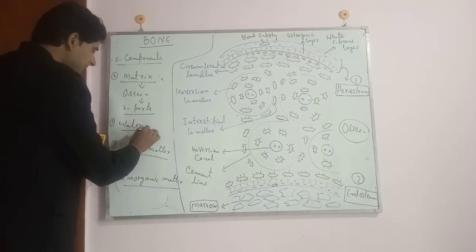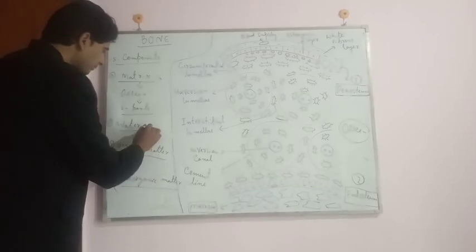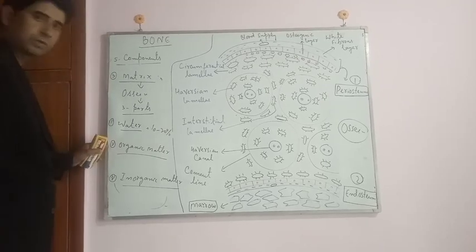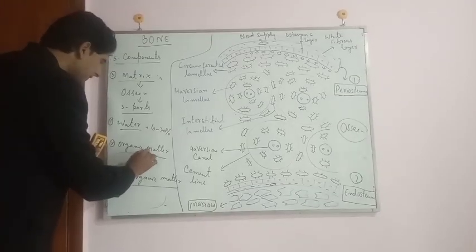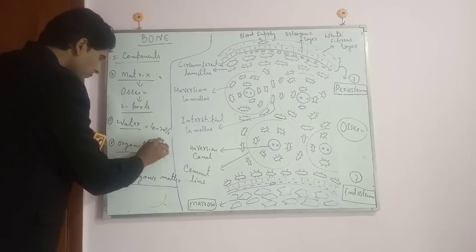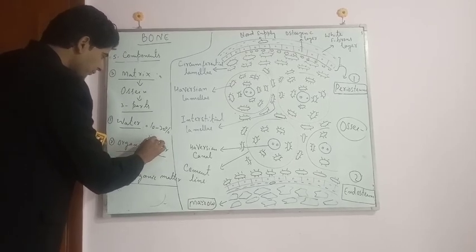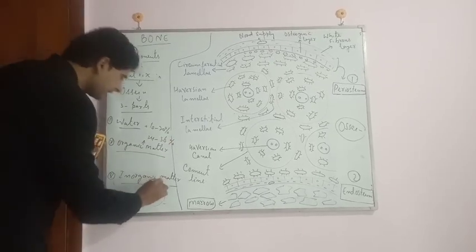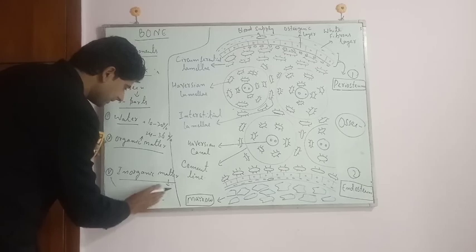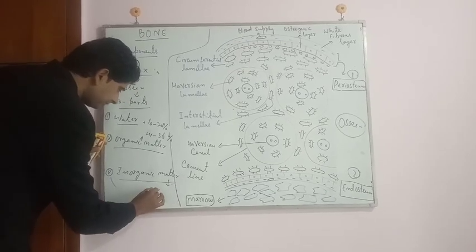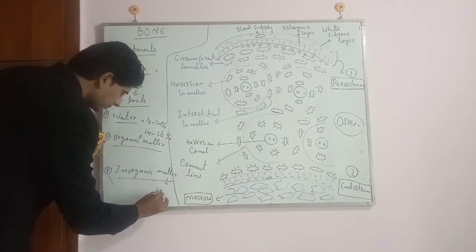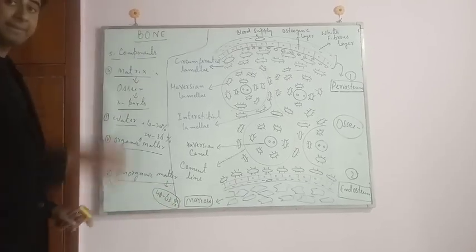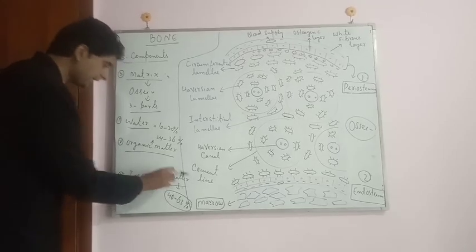The percentage of water here is near about 10 to 20%. While the percentage of organic matter is near about 24 to 36%. And the percentage of inorganic matter varies from 48 to 63%. That means in bones the maximum concentration is of inorganic matter.